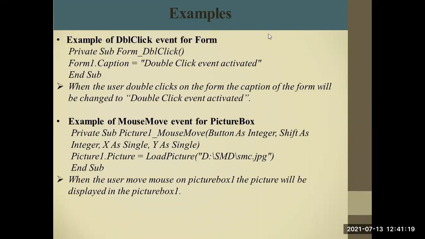So when the user double clicks on the form, in Form1 basically we are performing this. Whenever the user double clicks anywhere on the form, the caption of the form will be changed. So whatever the title of the form is, that can be edited by the double click event.